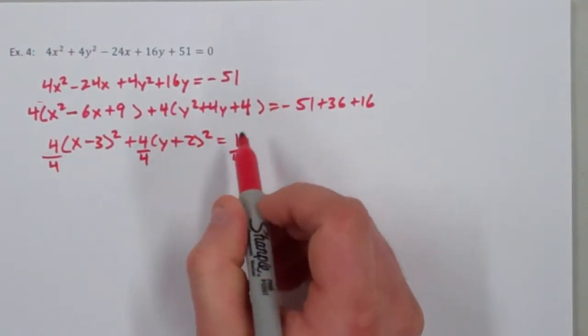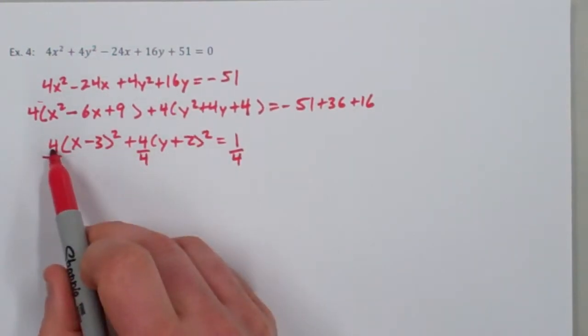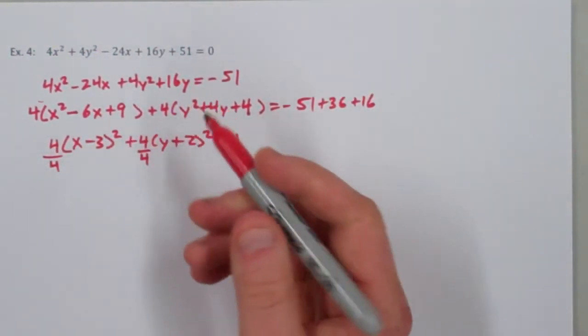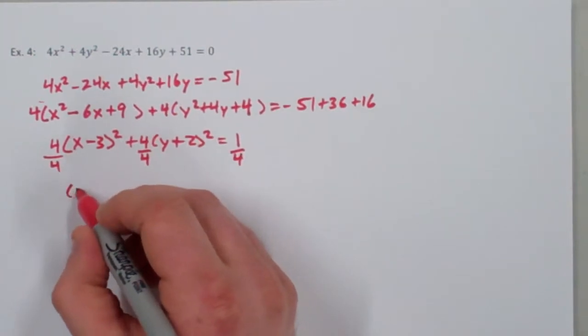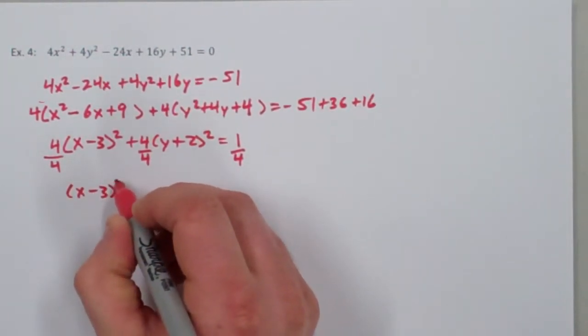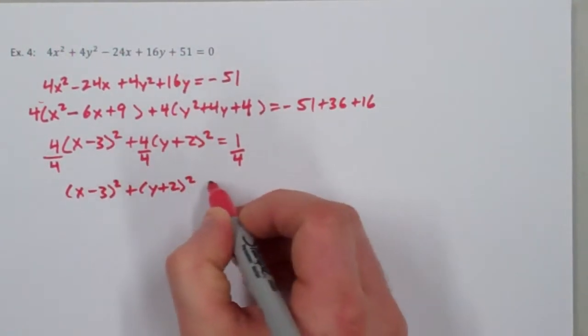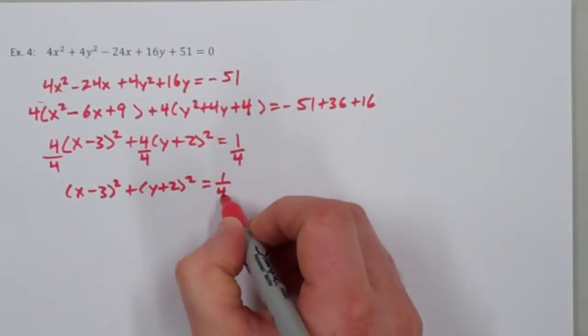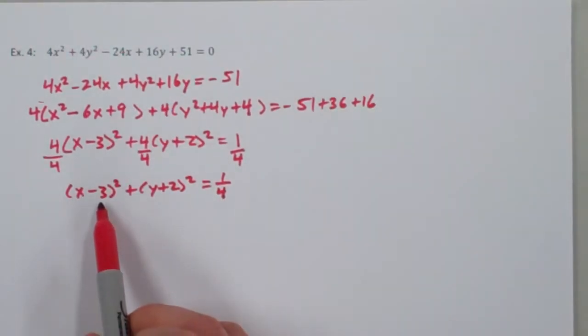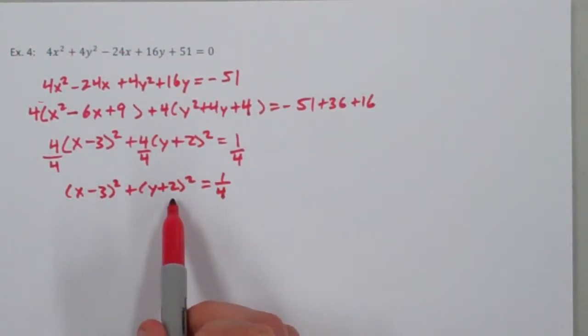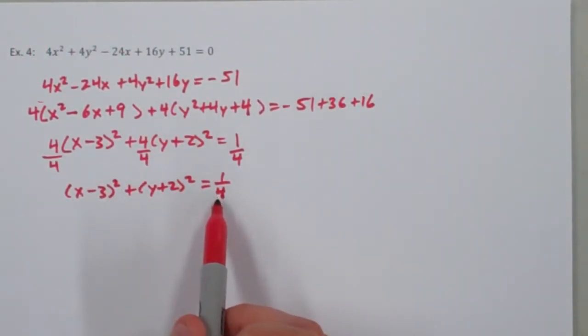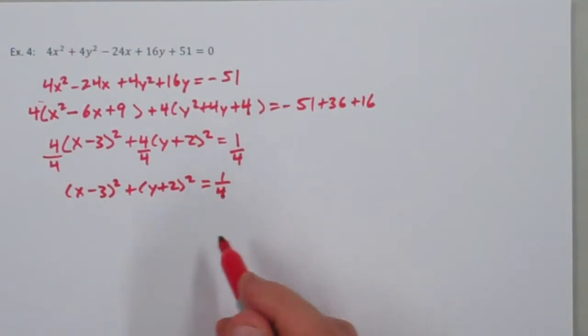We want to get rid of those for a circle. We want to get rid of these coefficients that are hanging out front there. So we will just be left with x minus 3 quantity squared plus y plus 2 quantity squared is equal to 1/4. We now have the center of the circle at 3, negative 2. And the radius would be the square root of 1/4, which is 1/2.